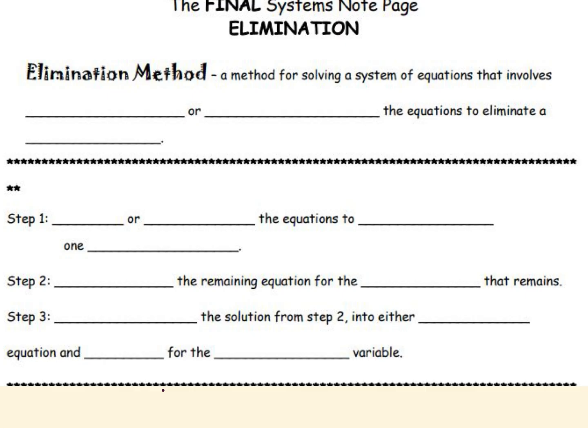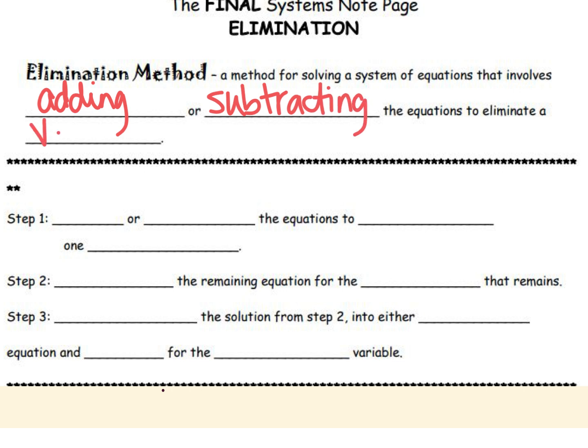All right, so elimination method is a method of solving systems of equations that involves adding or subtracting. You have to look at the signs. It'll tell you what to do. The equations to eliminate a variable. So just like in substitution, we're going to go from 2 equations down to 1.